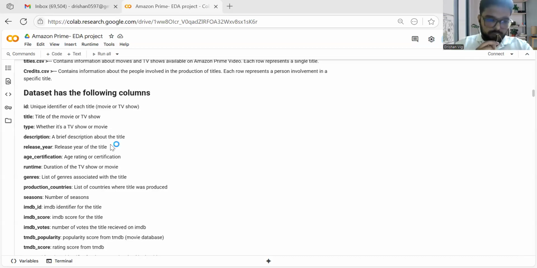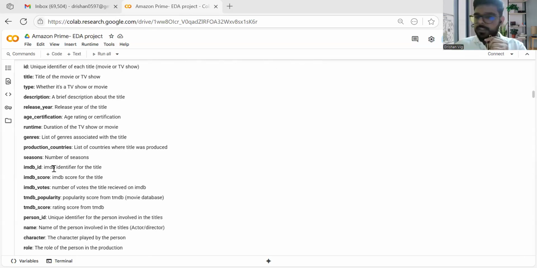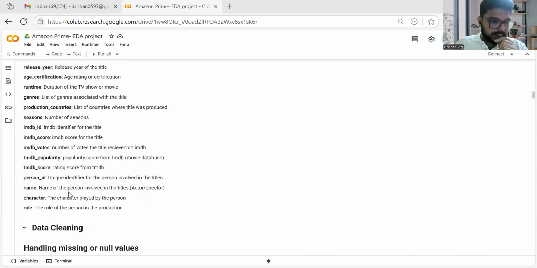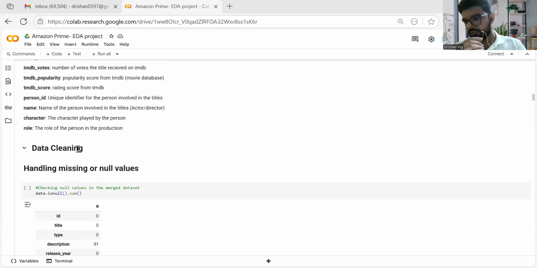Runtime, genres, production countries, season, number of seasons, IMDb ID, a unique IMDb identifier for the title. IMDb score, which users give on the IMDb platform. IMDb votes, how many IMDb votes are associated with that particular movie or TV show. TMDB popularity, TMDB score, person ID, name, character, and role, whether the role was from an actor or a director in a movie.